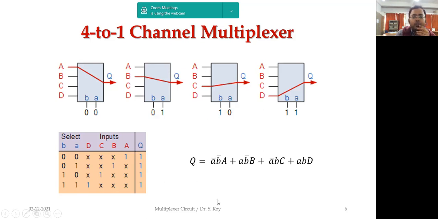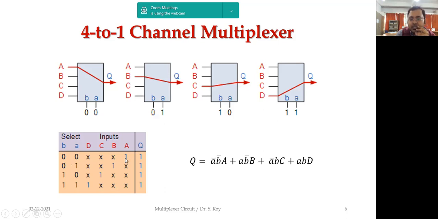So if I am going to find out the equation for this 4 to 1 channel multiplexer, then it looks like a bar, small b bar into capital A, plus small a, b bar capital B, plus small a bar small b capital C, plus small a small b capital D. Where do we get this from? Because if I take the first condition, whenever both select lines small a and small b are 0 0, only the A input is connected.